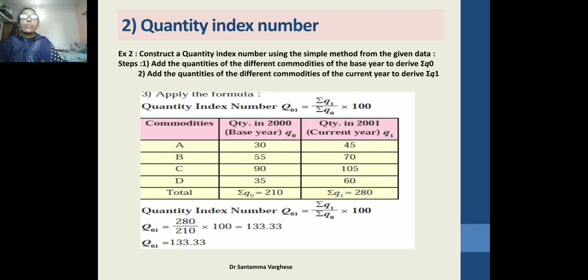The same formula we have to apply. Instead of P, we add Q. So Q01 is equal to summation of Q1 upon summation of Q0 into 100. Summation of Q1 is 280, summation of Q0 is 210, into 100. So what we got? 133.33. That is the quantity index number.